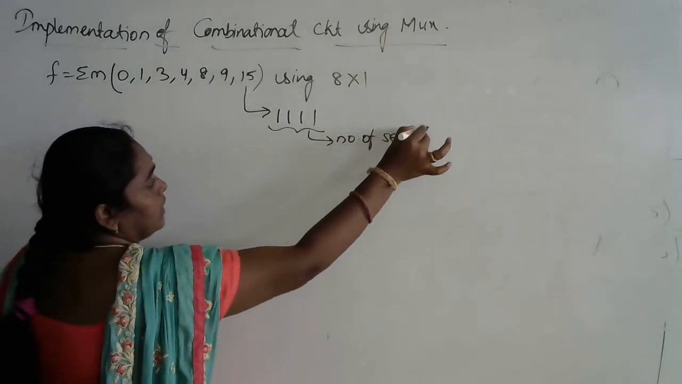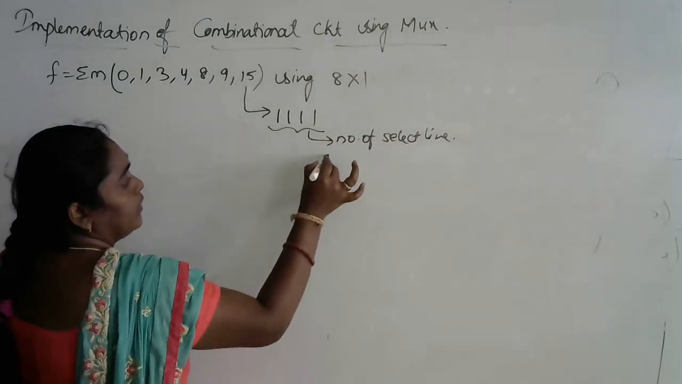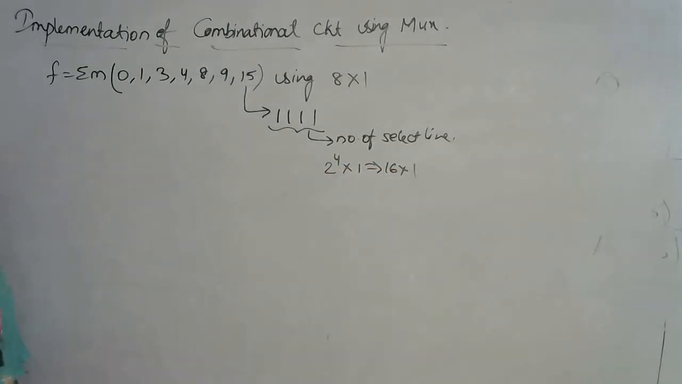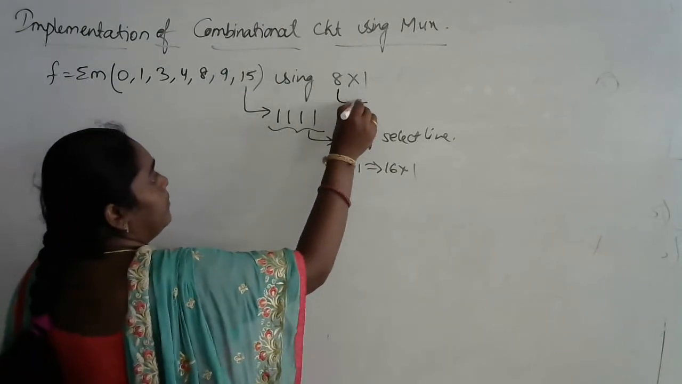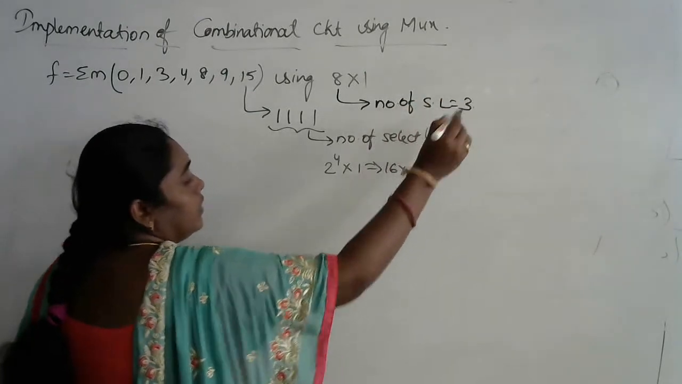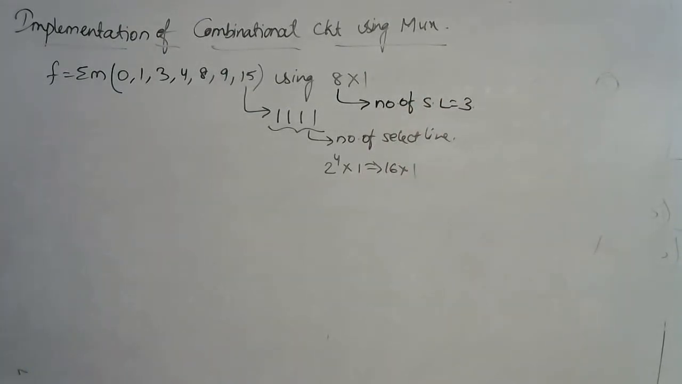So here select lines are 4, which indicates I need to use a 2 power 4 by 1, which is nothing but a 16 by 1 multiplexer. But the condition they have given is you should not use a 16 by 1 multiplexer, you need to use an 8 by 1 multiplexer. In case of an 8 by 1 multiplexer, the number of select lines is 3. A 16 by 1 multiplexer consists of 4 select lines.